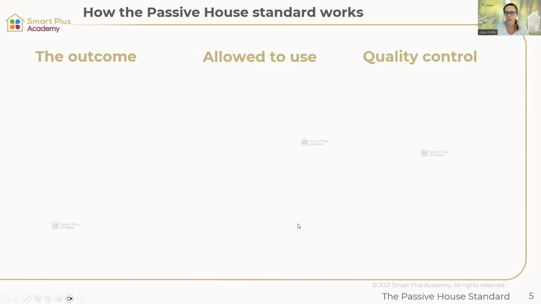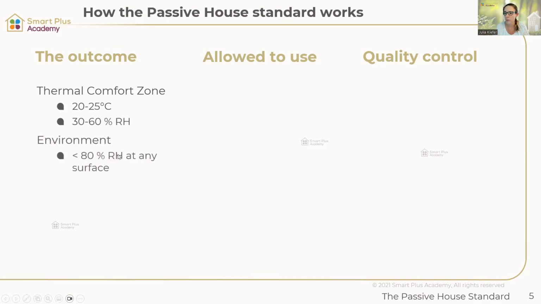So how does the Passivhaus standard work? The outcome of the Passivhaus is the following. We have a thermal comfort zone that we want to always keep in our indoor environment between 20 and 25 degrees and 30 to 60% relative humidity. We also want less than 80% relative humidity at any surface to avoid mold growth. And the air quality needs to have less than 1,000 parts per million of CO2 for a good indoor air quality. How do we achieve that?